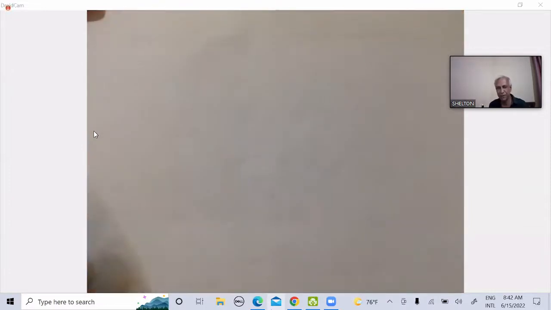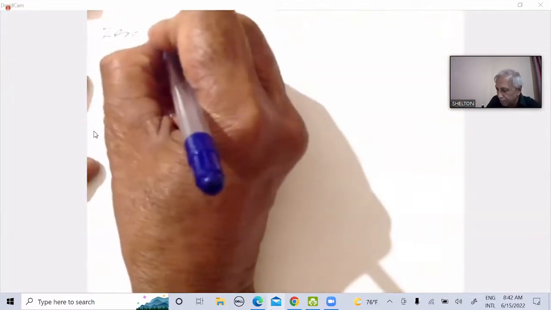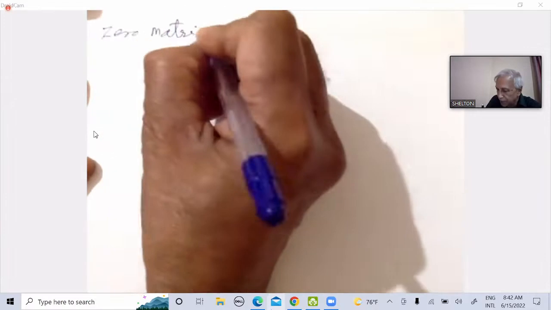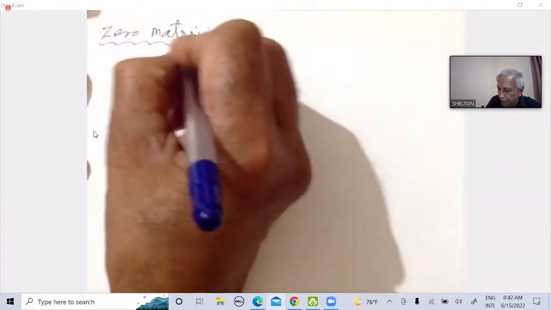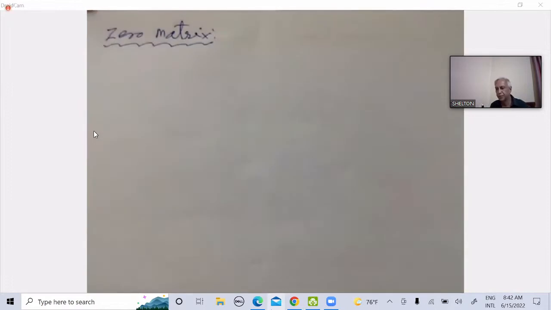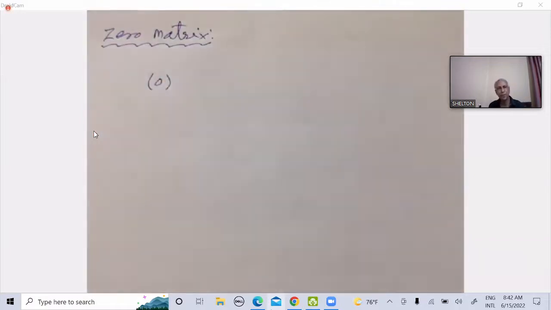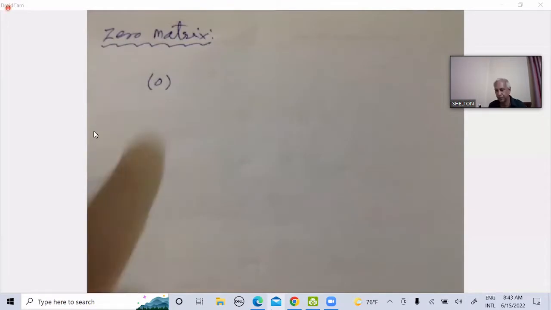Next, there are two special types of matrices which we have not mentioned earlier. Zero matrix. What is a zero matrix? Zero matrix is a matrix whose entries are all zeros. So see, this is a zero matrix consisting of one entry, 1 by 1 zero matrix.